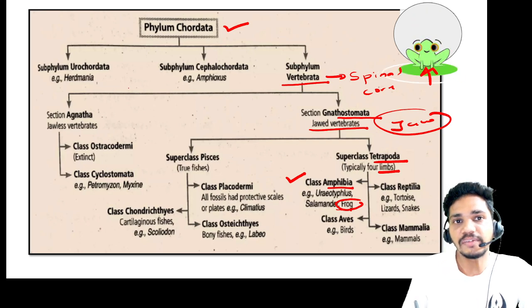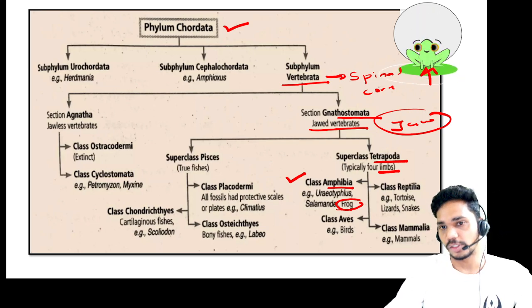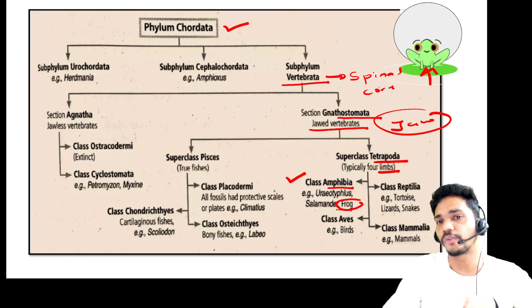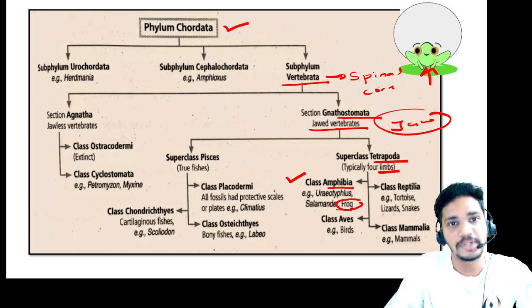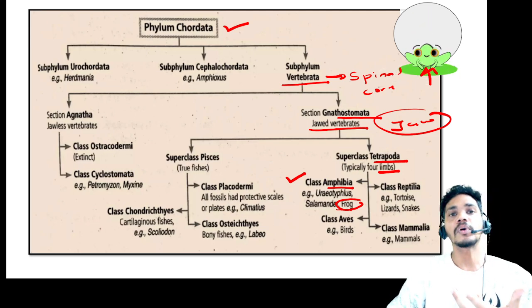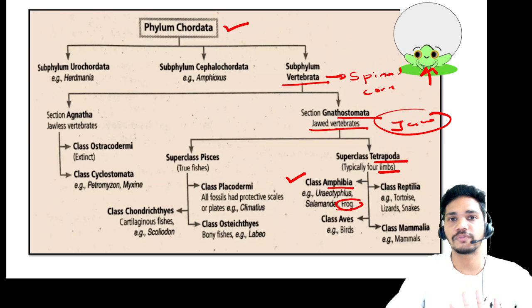Okay, so we have done with the classification. So when you talk about the frog, frog is Amphibia, comes under the Tetrapoda, comes under the Gnathostomata, comes under the subphylum Vertebrata, and comes under the phylum Chordata. So this is the classification we have done.